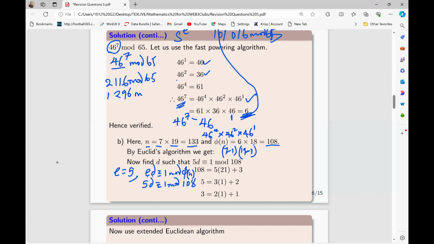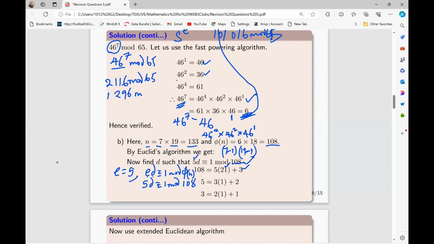So that is this equation. From there, we now use Euclid's algorithm, just as we've done before. In the previous question, we're asking ourselves, how many times does 5 go into 108? And the answer is it goes 21 times, and the remainder is 3.